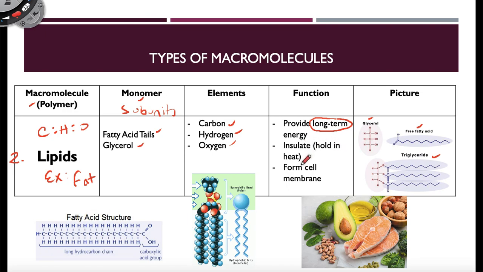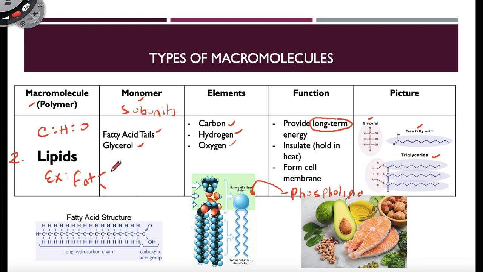We also know that these lipids insulate or hold in heat. So if you think of a polar bear, right, it's got lots of fat, and it's an insulation, but they also form cell membranes. So when we think of a phospholipid, okay, which is this guy right here, if you remember in the composition of cell membranes, a phospholipid is a type of lipid.